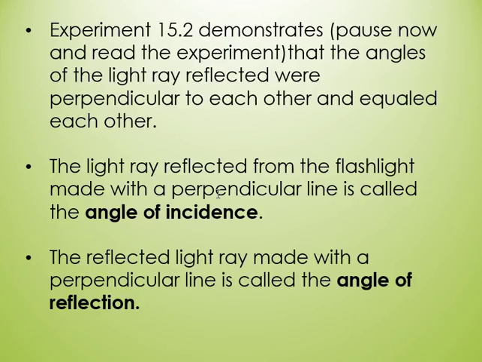In experiment 15.2, we see a demonstration, and if you haven't read that, pause now and read the experiment, that the angles of the light ray reflected were perpendicular to each other and equaled each other. The light ray from the flashlight made with a perpendicular line is called the angle of incidence. So incidence means beginning. The reflected light ray made with a perpendicular line is called the angle of reflection.